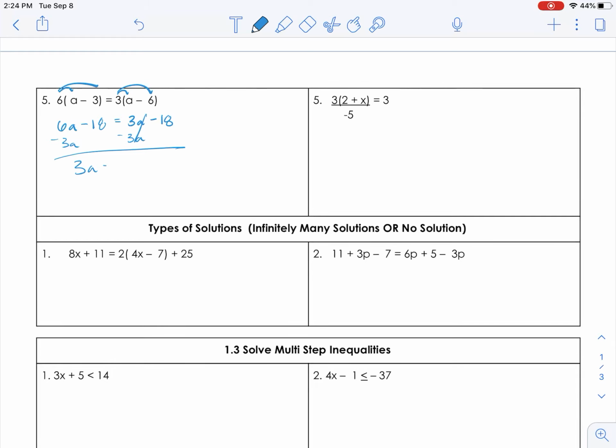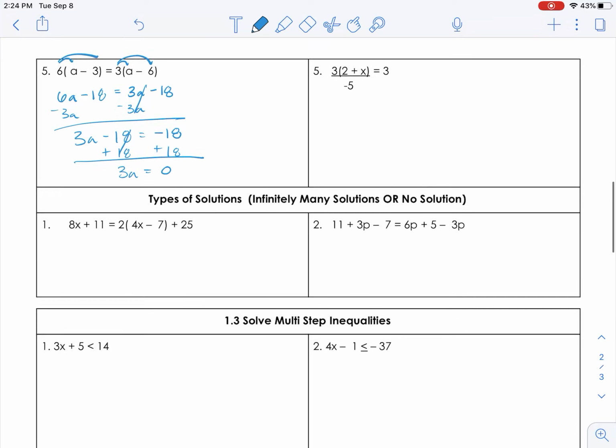So we're going to get 3a minus 18 equals negative 18. Then we'll undo our addition or subtraction. We'll add 18, and we get 3a equals 0. Guys, don't freak out when you see this, because you can divide 0 by a number. As long as 0 is on the top, that's okay. So this just means a equals 0. The only time you have a problem is if 0 is on the bottom. So 5, a is just 0.